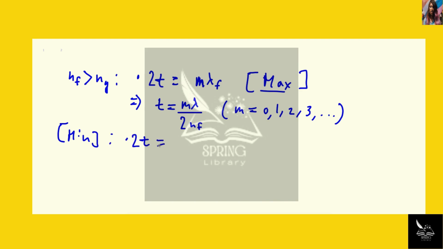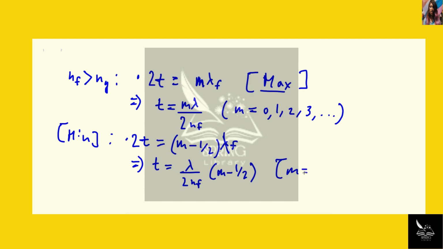And in the minimum case, you have 2t, again, 2t on the left-hand side, and that's equal to (m minus 1/2) times lambda_f. So t is lambda over 2 times n_f times (m minus 1/2), where m is just integers, 1, 2, 3, etc.